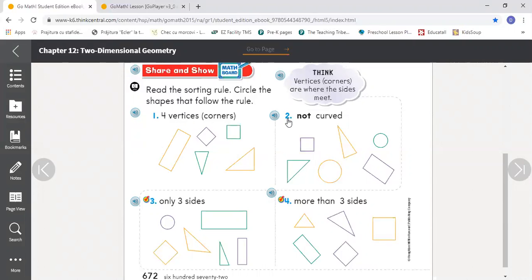And let's see also exercise number 2. What is the sorting rule? Not curved. So we have to circle all the shapes that are not curved. So what do you think? What do you know? Is a triangle a curved form? No, it's not curved. So we have the triangle. The same, we have the square and another triangle and another rectangle. Very good. All these shapes are not curved.